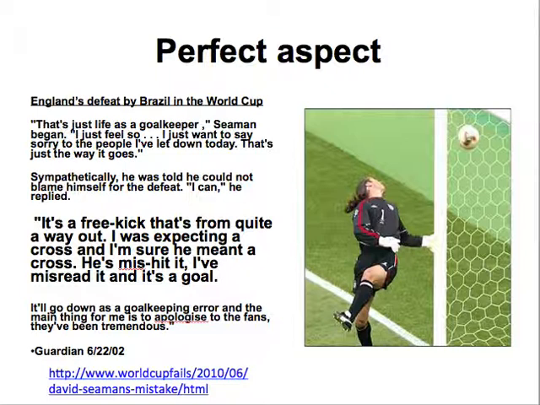And here's an example which is painful for me. It's England's defeat by Brazil in the World Cup. This is going back to 2002. And that's a picture of the English goalkeeper, David Seaman. And he made a terrible mistake from a free kick by the Brazilian player, Ronaldinho.